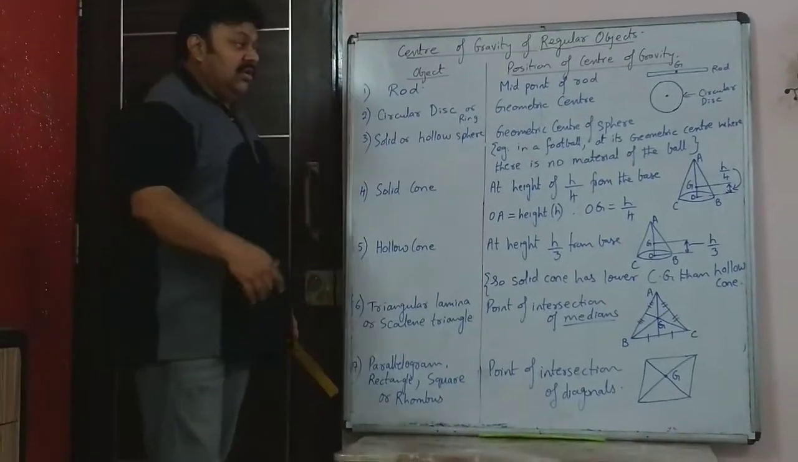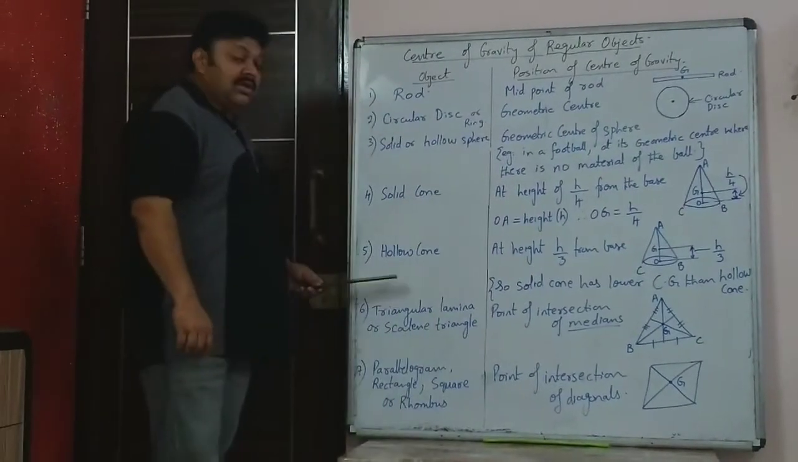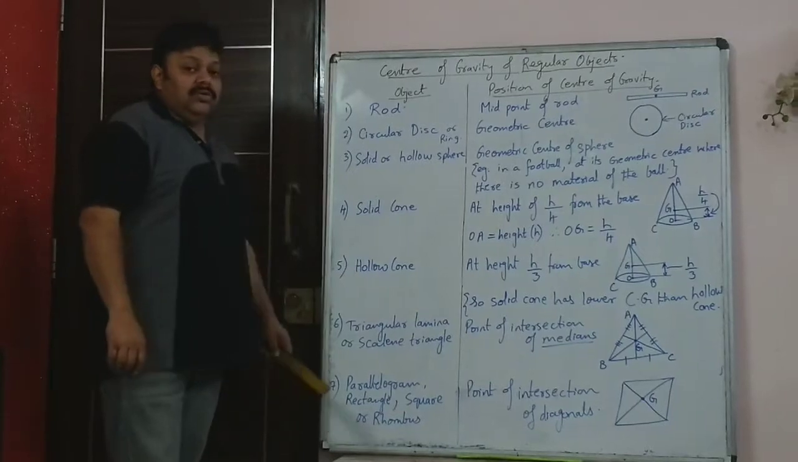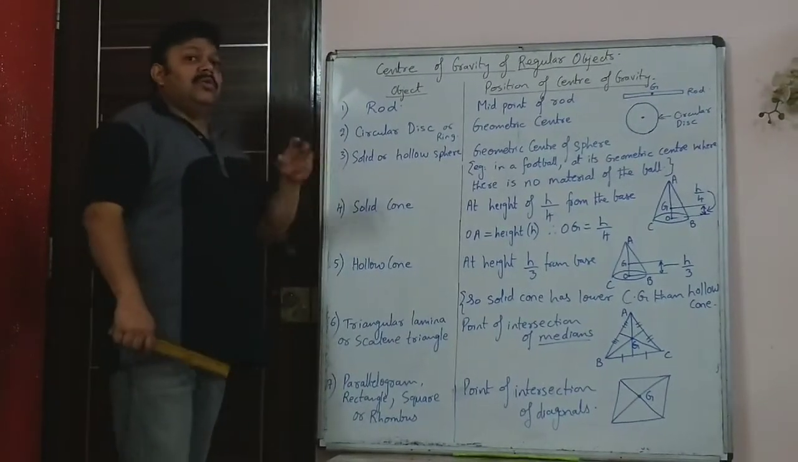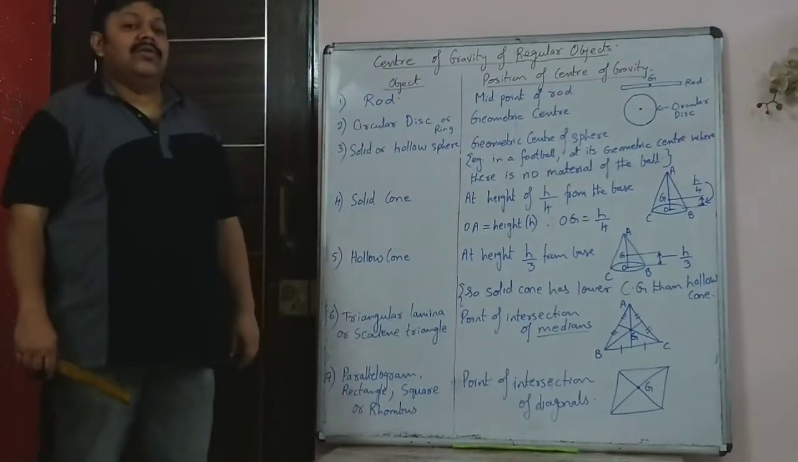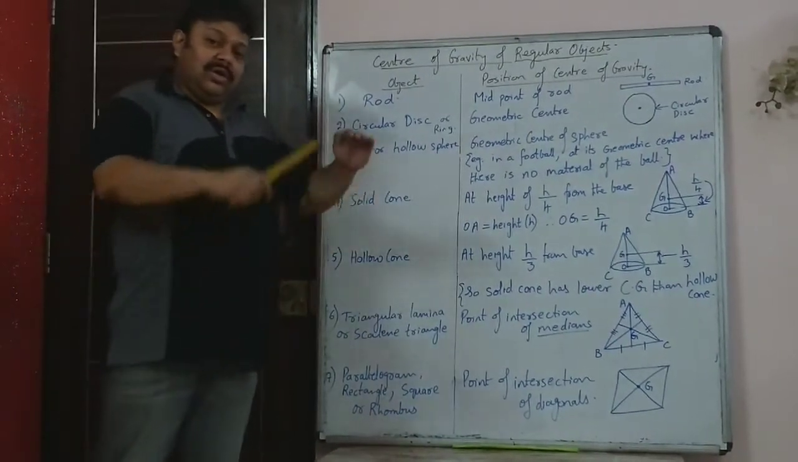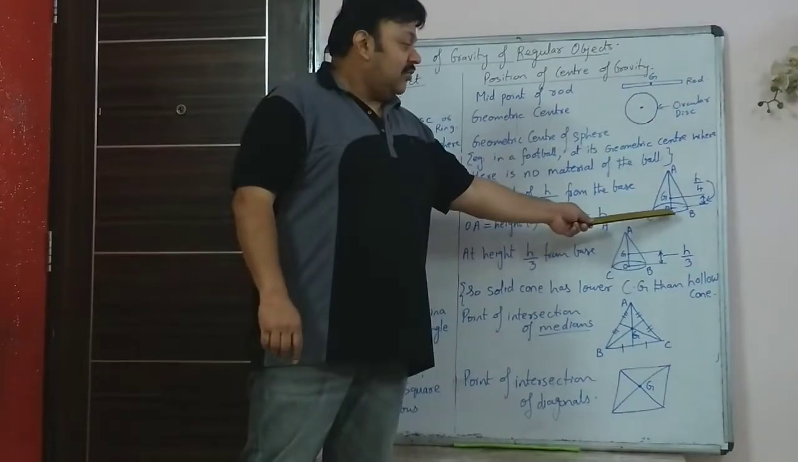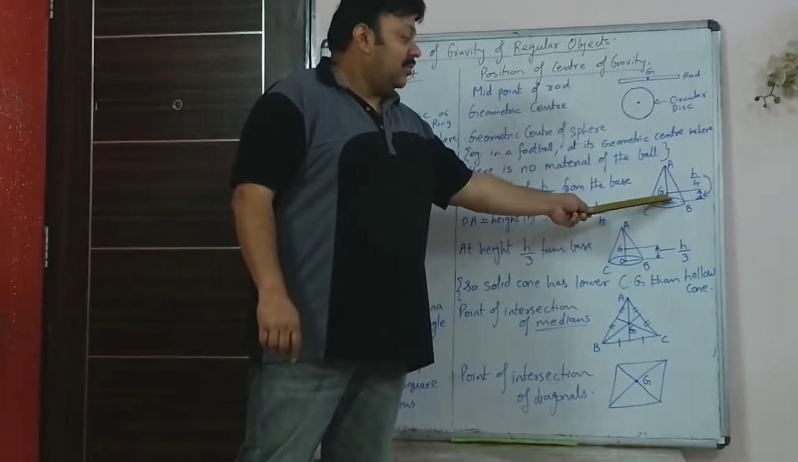Solid cone. See, now difference is there. In case of cone, there are two things. One is solid cone and hollow cone. So solid objects are more stable because they have a lower center of gravity. So solid cone has a center of gravity at a lower point. It is at a height of h upon 4 from the base.